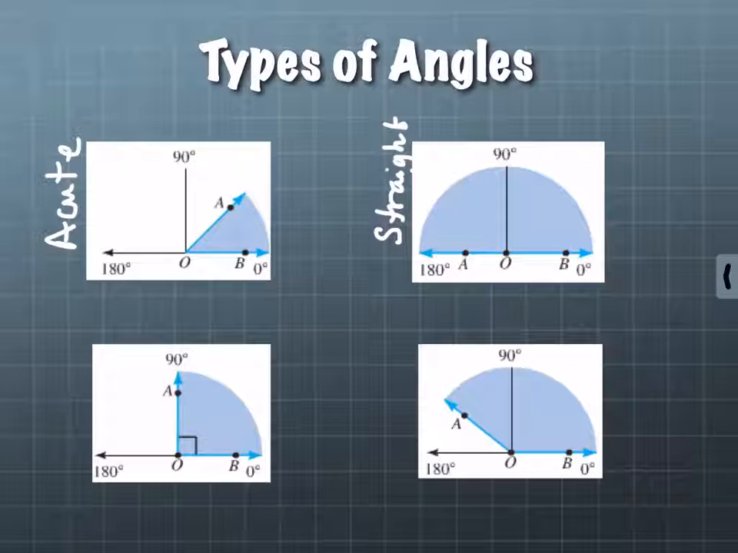More commonly known as a line. That's how we usually think about it. But when we're working with angles, the name of that angle is a straight angle.